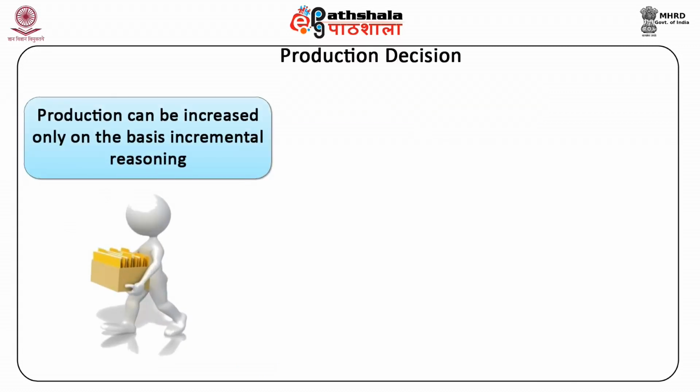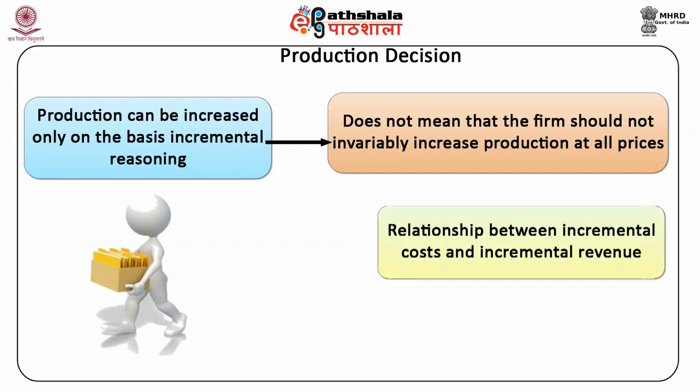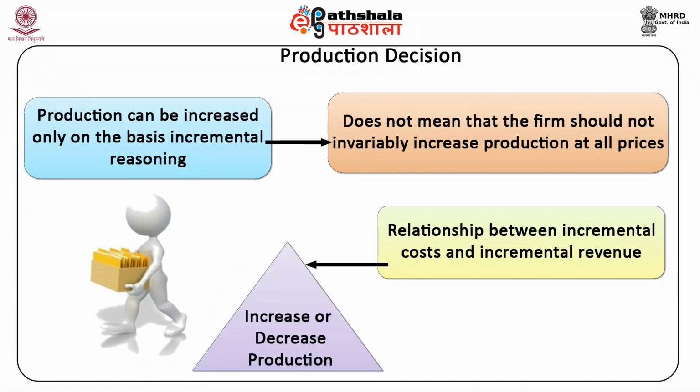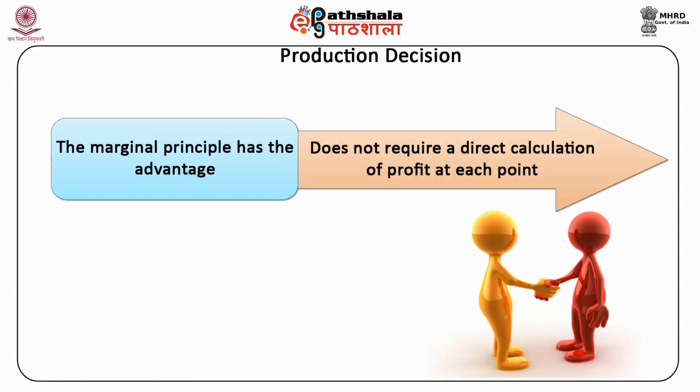Production can be increased only on the basis of incremental reasoning. Incremental reasoning does not mean that the firm should invariably increase production at all prices. It is the relationship between incremental costs and incremental revenue that determines the course of action, that is, to increase or decrease production. Following the marginal principle has the advantage that it does not require a direct calculation of profit at each point or while considering each production plan.